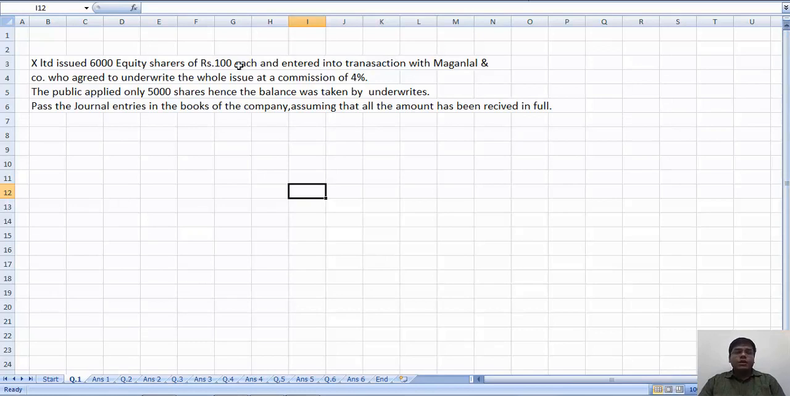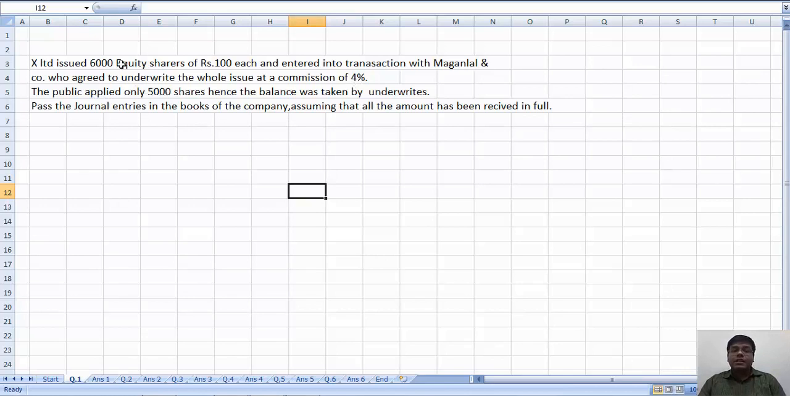X Limited issued 6,000 equity shares of Rs 100 each and entered into a transaction with Maganlal and Company, who agreed to underwrite the whole issue at a commission of 4%. The public applied only 5,000 shares.